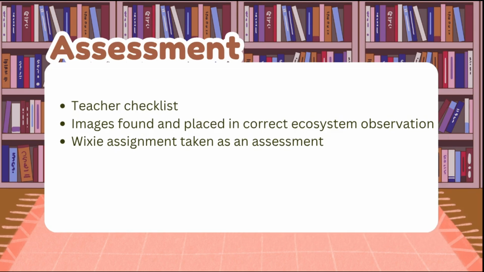For the assessments that I used in the classroom, I had a teacher checklist. A lot of things in kindergarten are based off of observation, and teachers are able to gather information by a simple and very quick check: they got it or they did not get it. I was able to use a checklist based off of the different images that they were finding, whether they were animals, where they were located in the ecosystems, and where the students placed them on the collages. And then I was also able to use our WIC-C assignment as a final assessment for a grade.